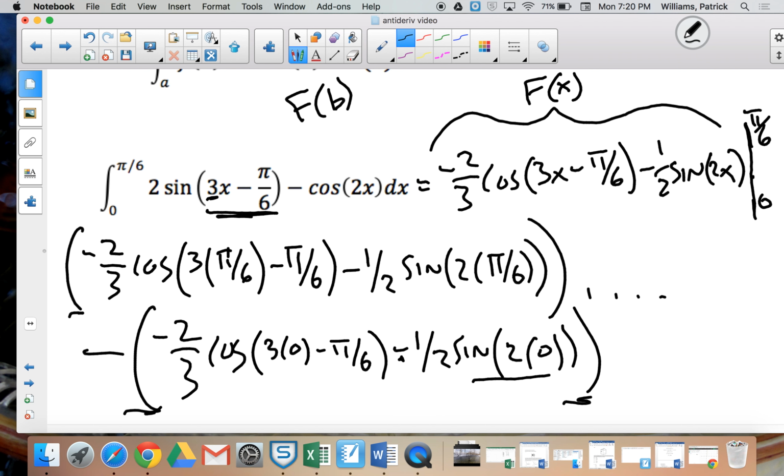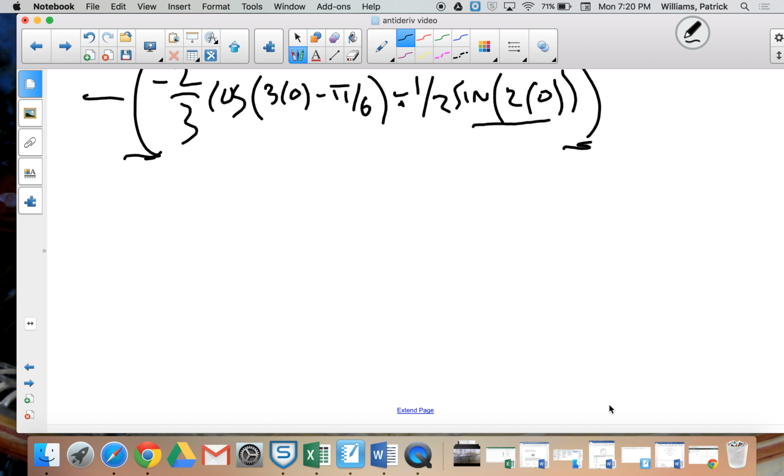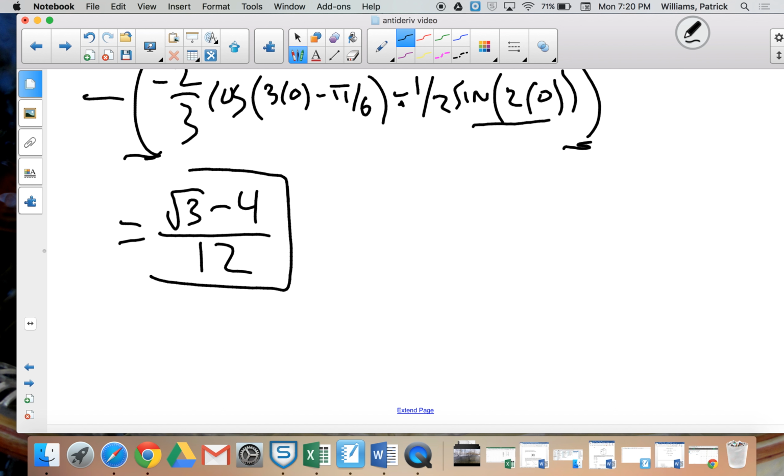Okay. So if you guys want some practice with trig functions, keep on going at this without a calculator. If you do that, you should eventually wind up at the answer. This will give you square root of 3 minus 4 over 12 as the final answer. Now, you might get that in a different form than I did.